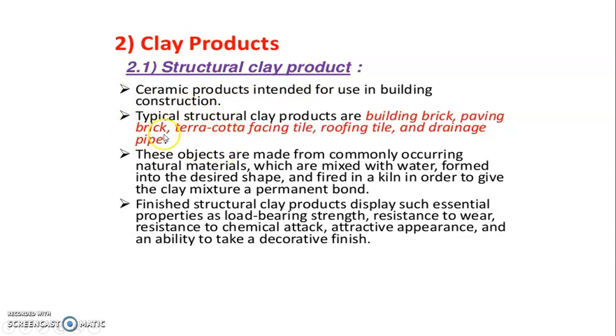construction. Typical structural clay products are building bricks, paving brick, terracotta facing tile, then roofing tile, and drainage pipes. These objects are made from commonly occurring natural material which are mixed with water, formed into the desired shape, and fired in a kiln in order to give a clay mixture of common form.